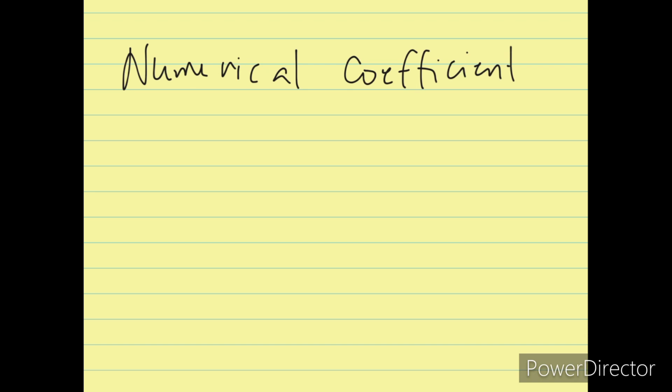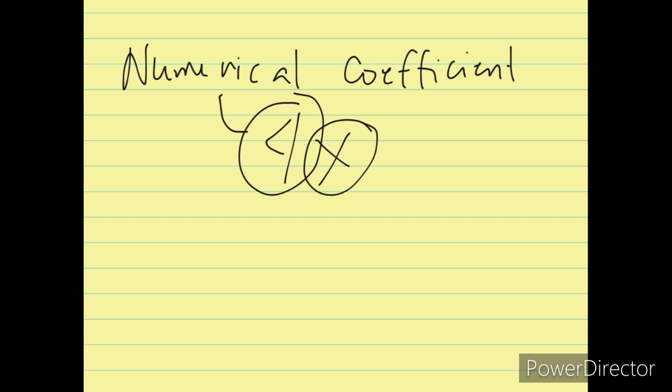What do we call the numerical coefficient, or simply known as the coefficient? The numerical part of the term is called the numerical coefficient. For example, in 4x, where is the numerical coefficient? When we say numerical coefficient, it refers to a number. So the 4 is our numerical coefficient.